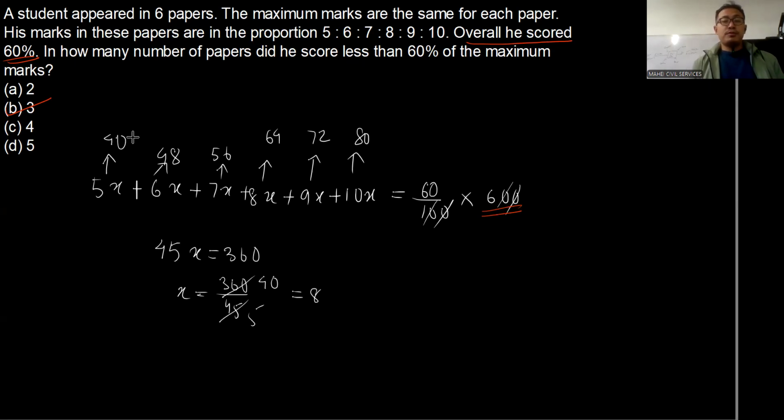In a total of three papers he scored less than 60% of the marks. Maximum marks is 100, so 60% of 100 is 60. Less than 60 is the requirement, so the answer is 3 papers.